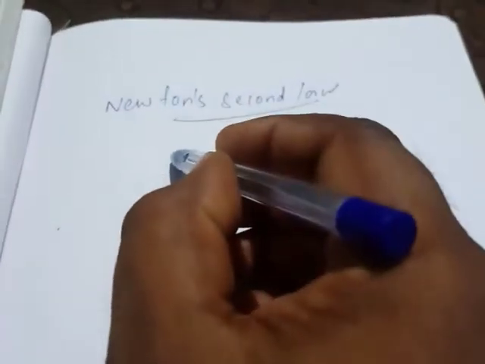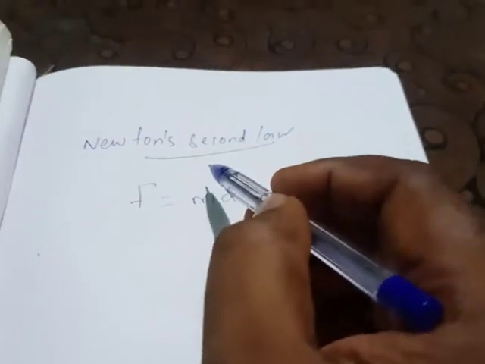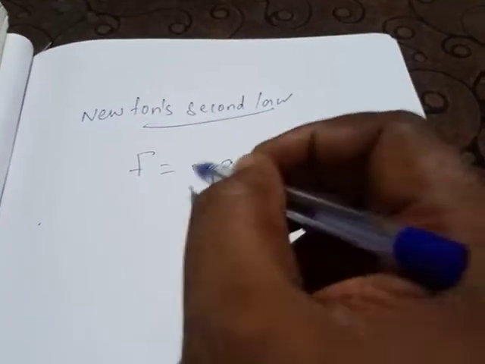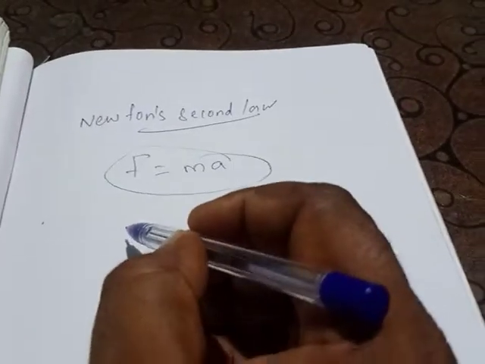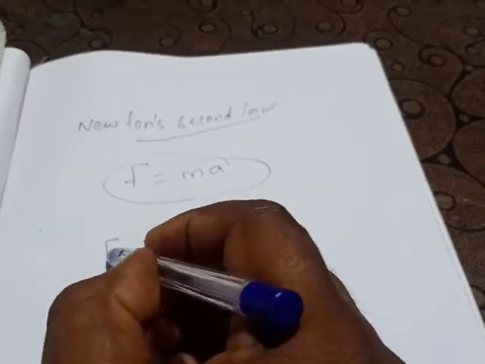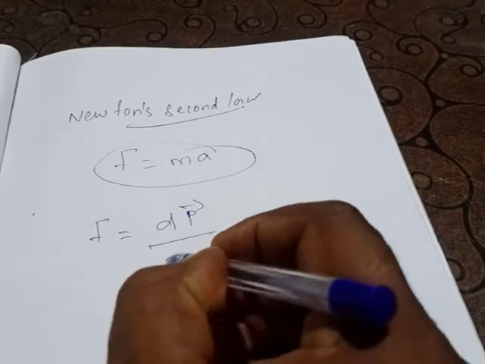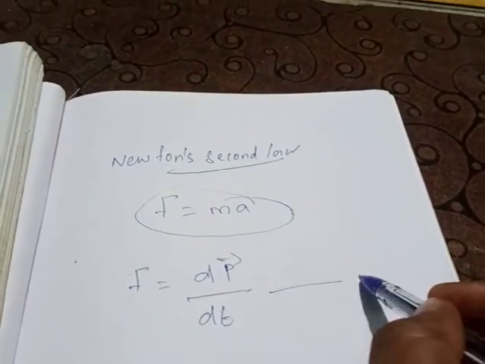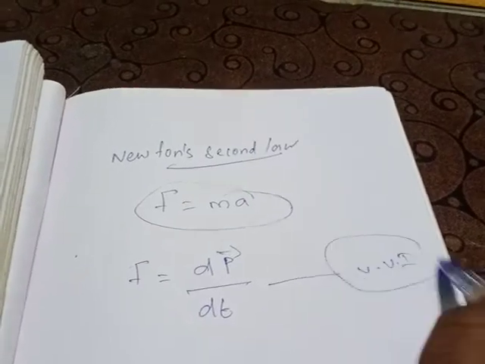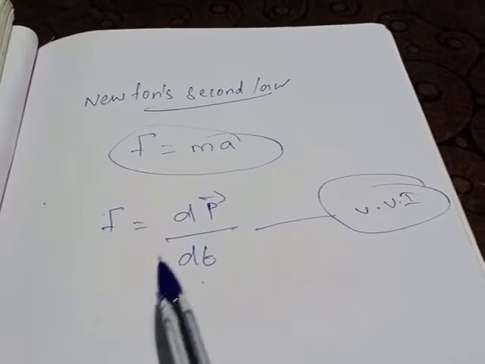We know Newton's second law, F is equal to ma. This is what we have been learning from our childhood. Actually, this formula is derived. F is equal to ma is derived from F is equal to dp by dt. This is Newton's second law. Very, very important formula. F is equal to dp by dt.